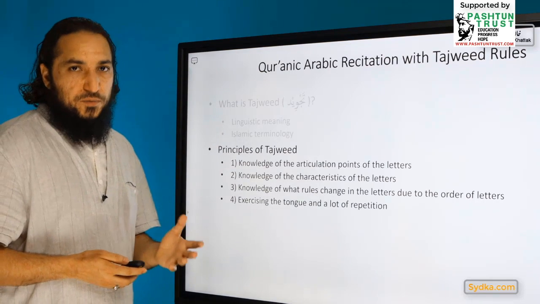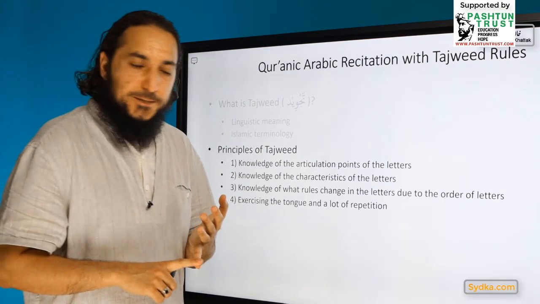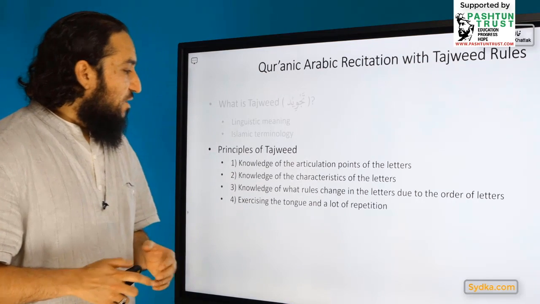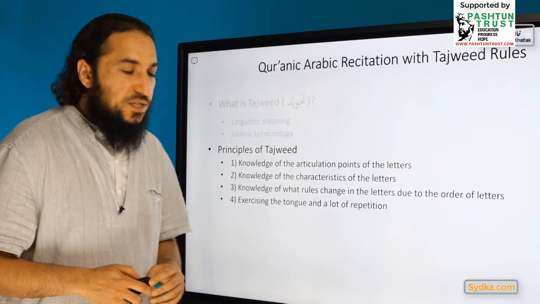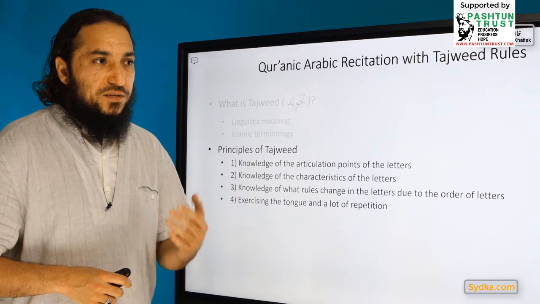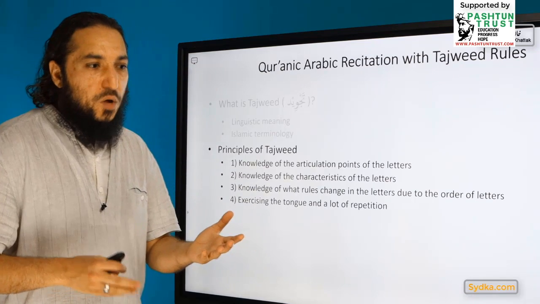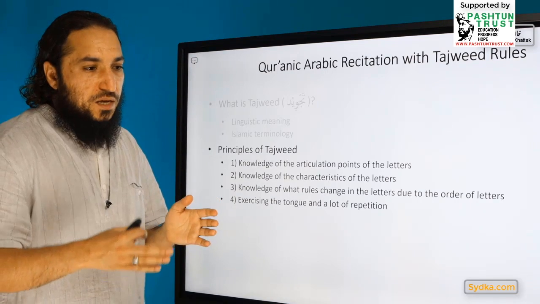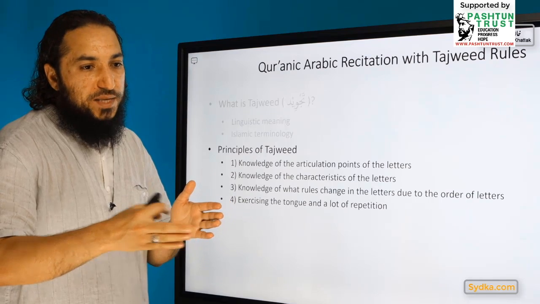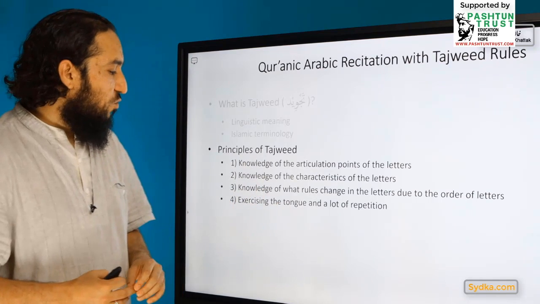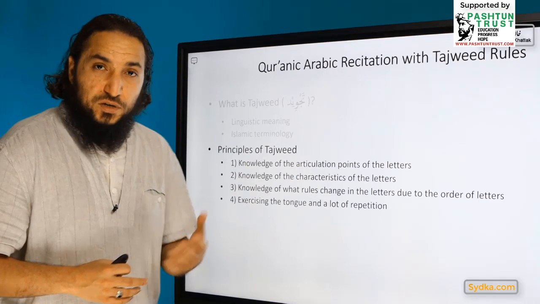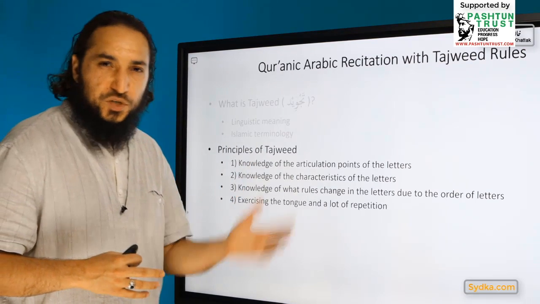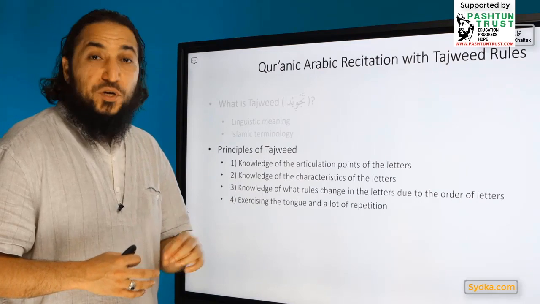Principles of Tajweed. There are four principles of Tajweed. The first one is you should know the articulation points of each letter, where they are pronounced from. The second one is the characteristics, the sifat of each letter. The third one is the rules that are attached to each letter when it is placed in a word. Each letter has a rule, and when you place it in a different position, the rules change. And the fourth one is exercising the tongue and a lot of repetition. By the end of this course, you will see that we will have a lot of repetition of different lessons to become a master in Tajweed.